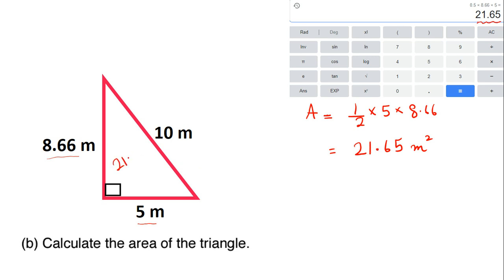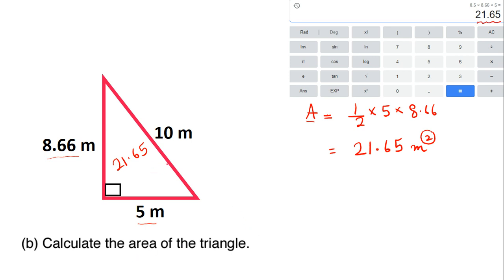So let me just write that down, 21.65. And why did I say meter square? Because the area is always in the form of square. It's never just a single unit such as meters or centimeters. It always has to be in terms of a square. So 21.65 meters square.